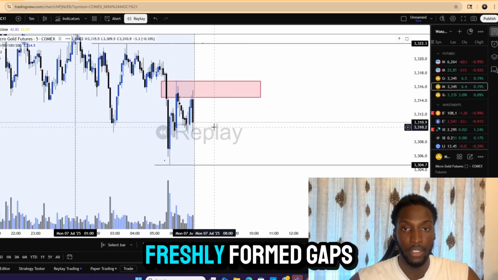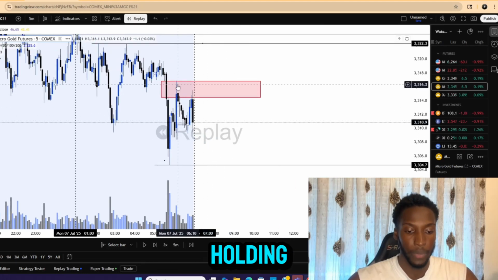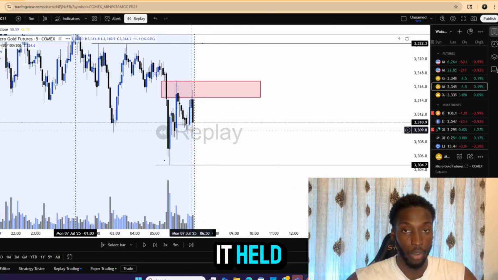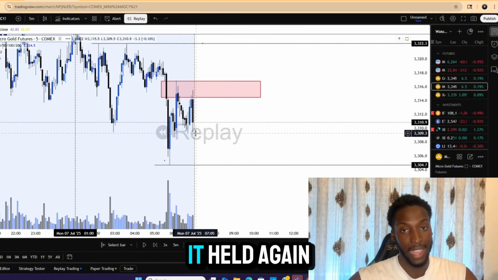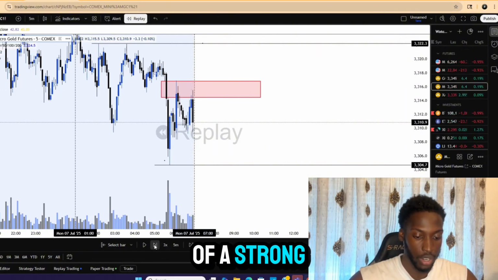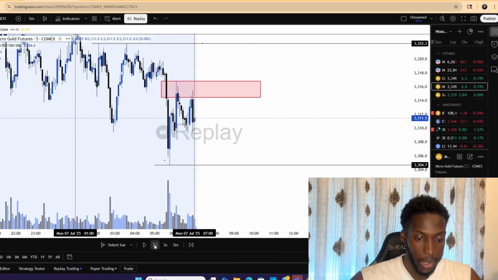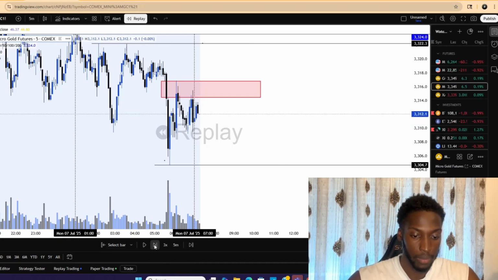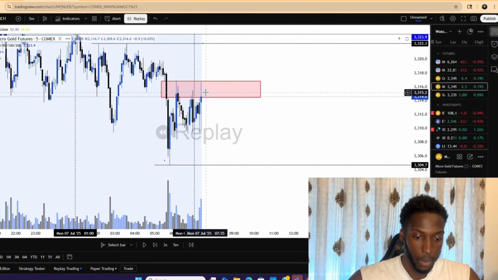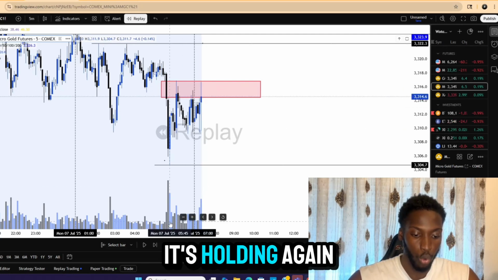I'm going to use freshly formed gaps that are still holding. This gap here, it held. That's a sign of a strong gap. We came back to it again. It held again. That's a sign of a strong gap. We go back into the gap. It's holding again.